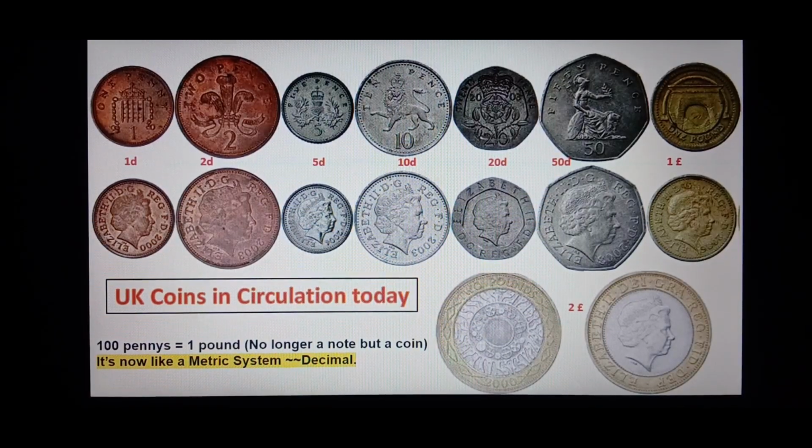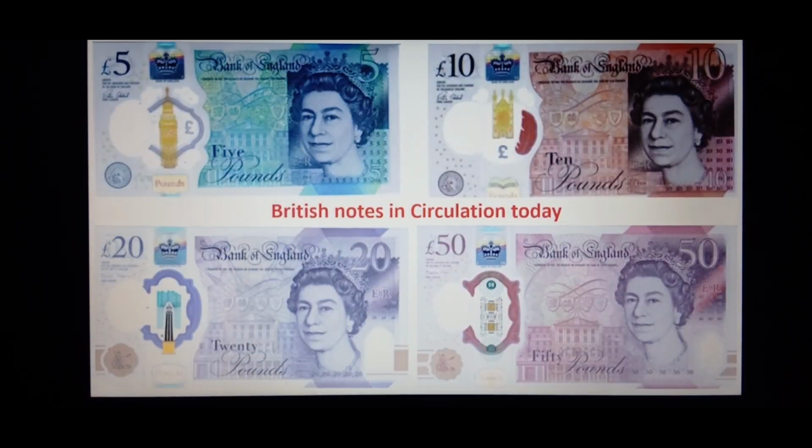These are the UK coins in circulation today, and you can see front and back on each coin. And so we have the 1 penny, 2 penny, 5, 10, 20, 50. And then you have the 1 pound and you have a 2 pound. 100 pennies equals 1 pound, no longer a note but a coin. It's now like a metric system decimal. These are their notes in circulation today: 5 pound, 10 pound, 20 pound and 50 pound.